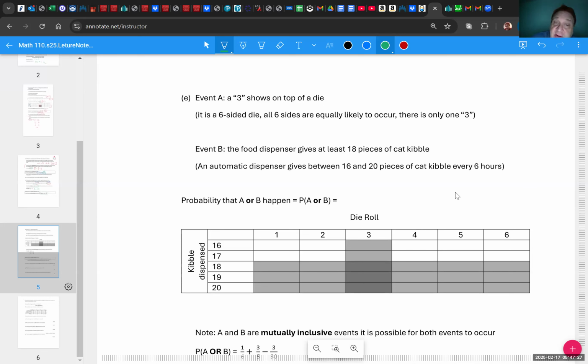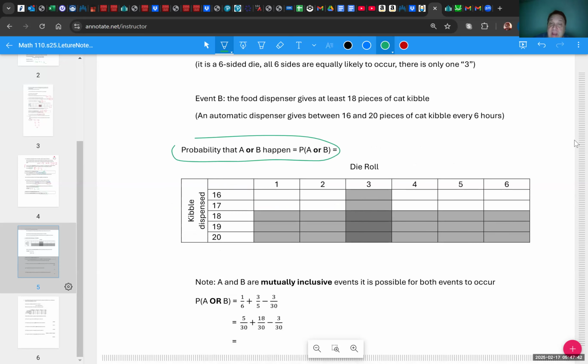And I'll show you my little chart here. We're going to talk about the probability of A or B. So we're going to have the probability that a 3 shows up or that the dispenser gives at least 18 pieces of cat kibble. I've tried to show you here on the chart. This is where a 3 occurs.